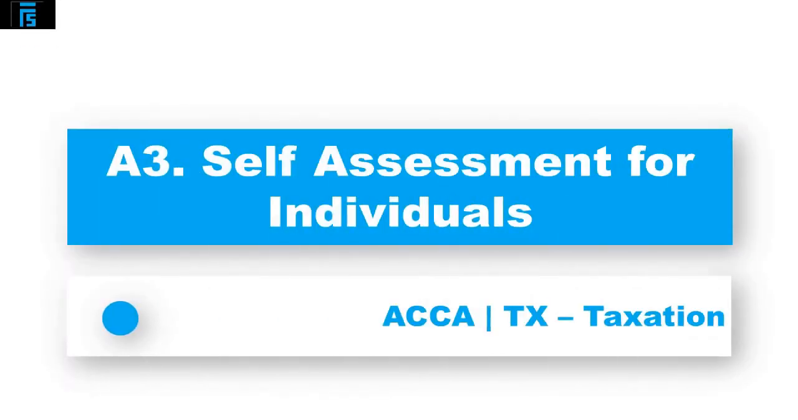Welcome to this video on self-assessment for individuals. In later sessions, when we start to look at income tax, you'll see that some forms of income are subject to tax at source, such as the tax an employer deducts from wages under the pay-as-you-earn system, but others are not, such as property rental income. In this session, we'll look at how the self-assessment system works for individuals in terms of filing returns and the payment of any tax not paid at source.